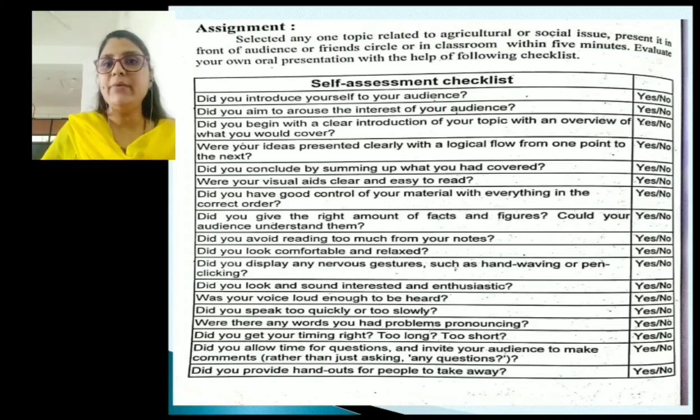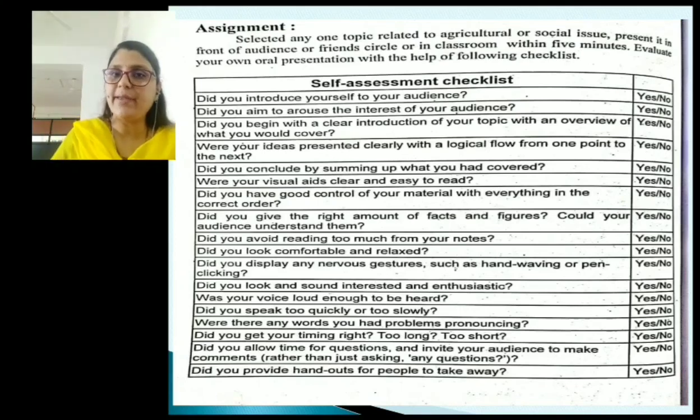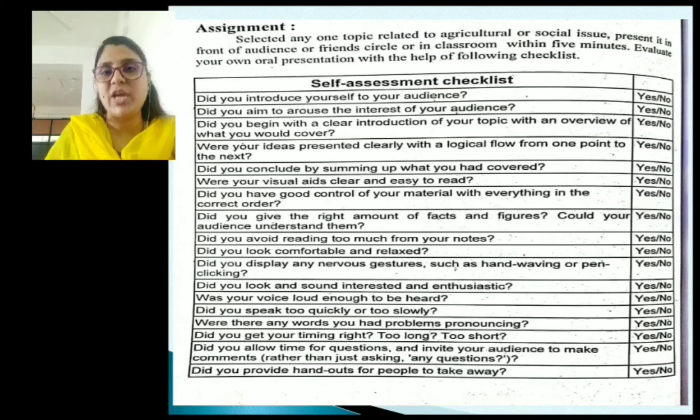You should select any one topic related to agriculture or social issues and present it in front of an audience. In today's situation, COVID-19 is a pandemic, so you can choose a topic related to COVID-19, and you should make the presentation on that related to agriculture.